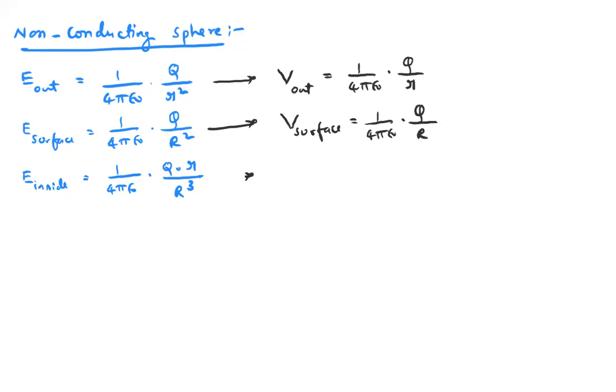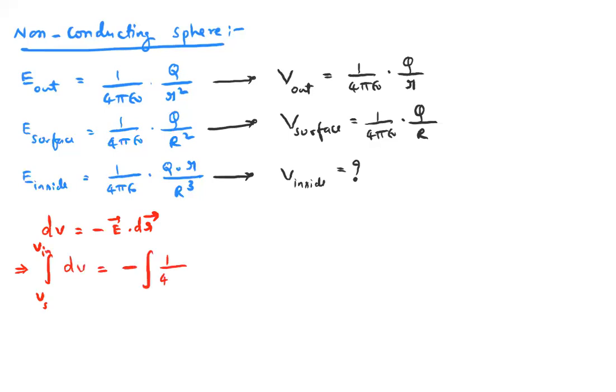There is a difference for the inside. We need to derive it now. Inside will not be the same as for a conducting sphere. How to derive? Same relation: dV is equal to minus E bar dot dr bar. Integrating dV from V on surface to V inside is equal to minus 1 by 4 pi epsilon naught Q small r by capital R cube into dr. For inside, the formula is 1 by 4 pi epsilon naught Q r by R cube.